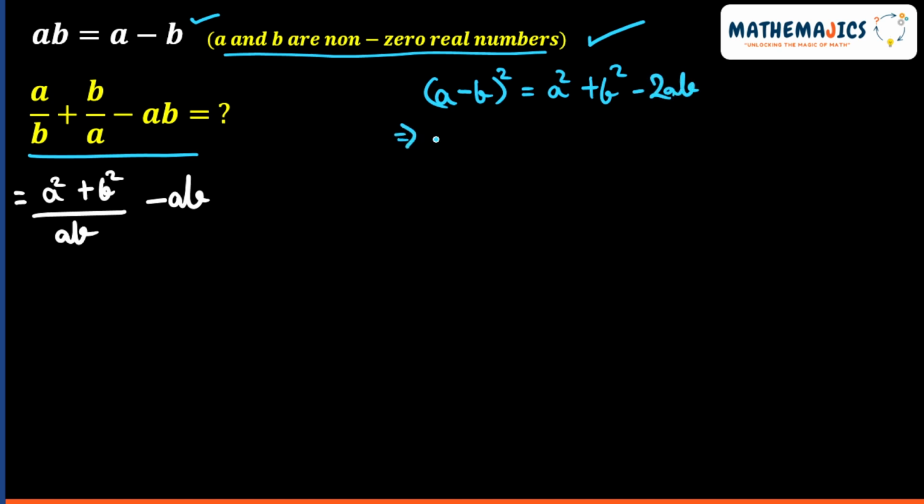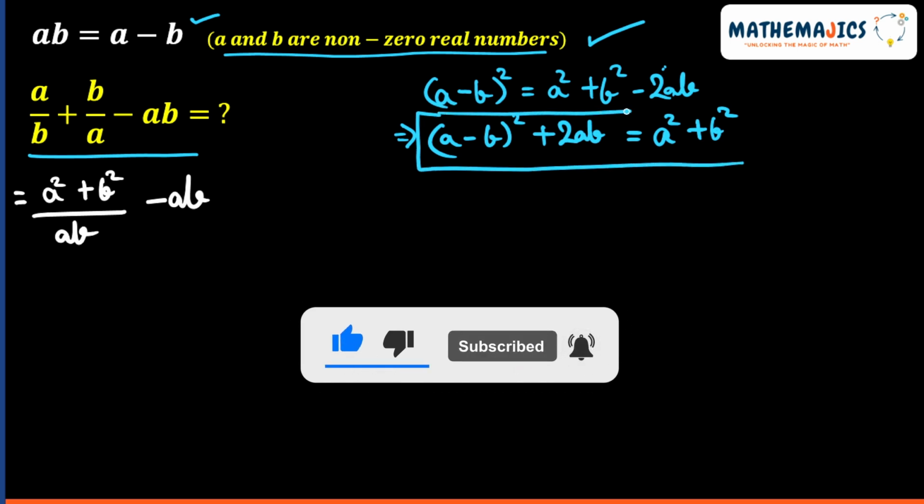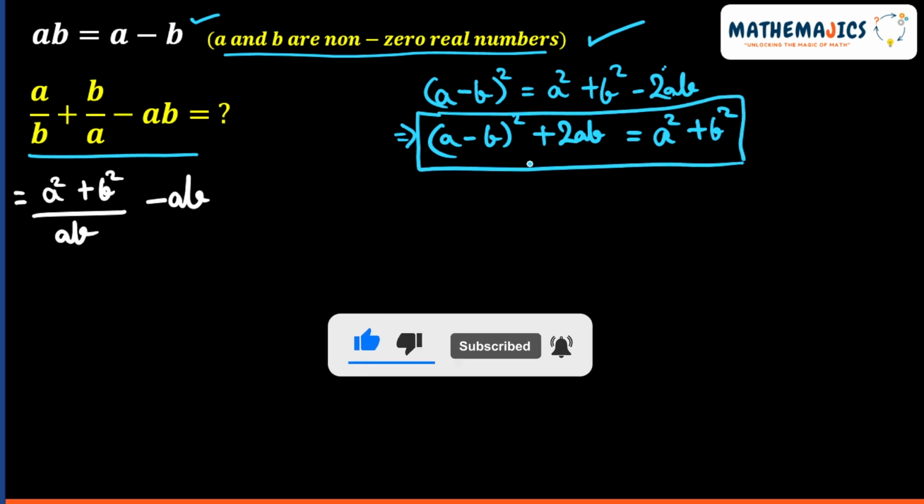We can further write it as A minus B whole square plus 2AB. We can bring this minus 2AB on the left hand side, nothing else. This is equal to A square plus B square, correct? I just shifted the term minus 2AB to the left hand side, nothing new, okay? Please keep this in mind because we will be using this in the second step.